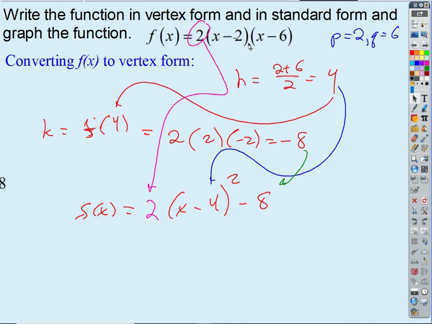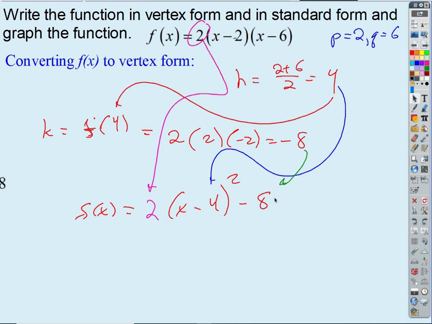But wouldn't it be easier instead to put this in vertex form? We know that p and q in this case are 2 and 6, so if I average those, it's really easy and quick to find h, which is the average, halfway in between, the average of the two, which is 4. Plug that into the function, and if I plug in 4 for h, what do I get? I get 2 times 4 minus 2 is 2, 4 minus 6 is negative 2, so I get negative 8 for k, and I got it, right? Then I know h is 4, k is negative 8, and I already knew that a is 2, so I just write it in vertex form.